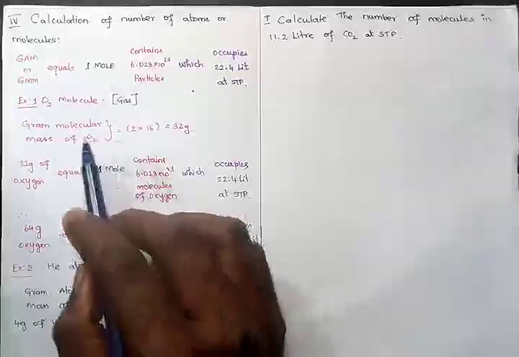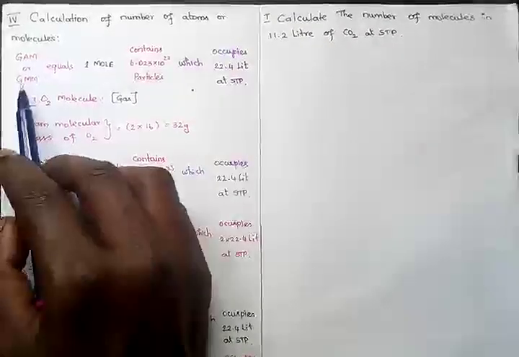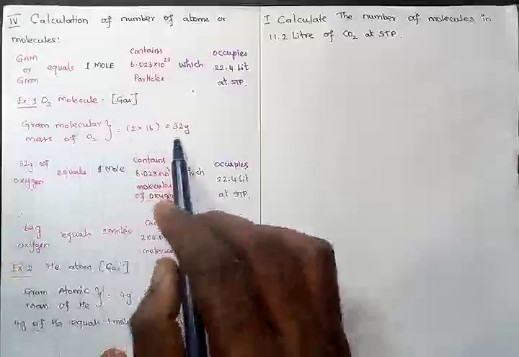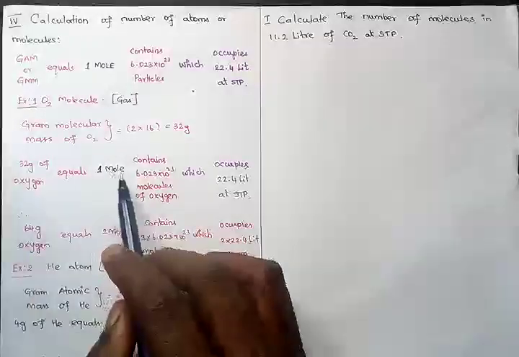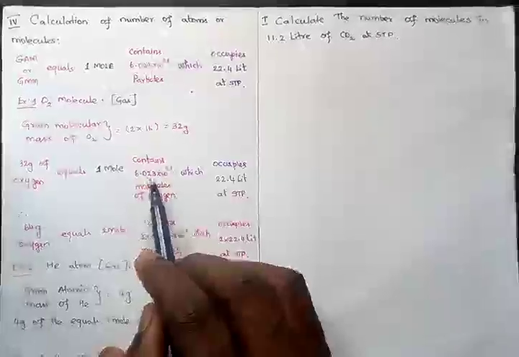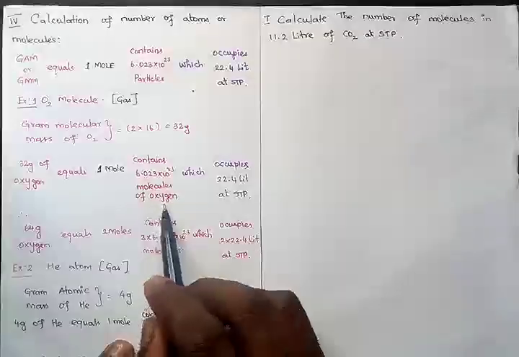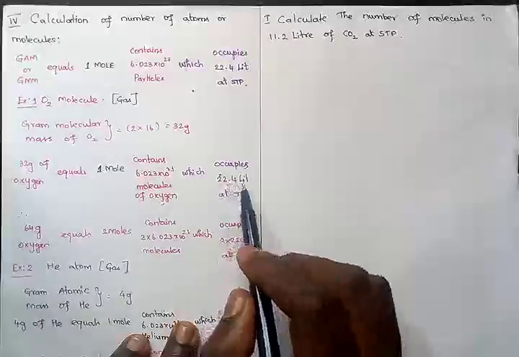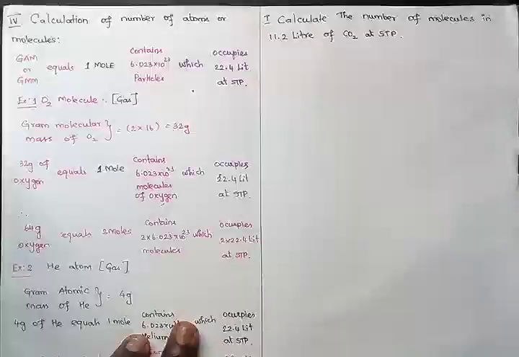So 32 grams of oxygen equals 1 mole. Just now we have seen gram molecular mass is how many moles? 1 mole. So 32 gram is the gram molecular mass of oxygen, which is equal to 1 mole, which contains 6.023 into 10 to the power of 23 molecules of oxygen, which occupies 22.4 liters at STP. So this is what you have to understand.